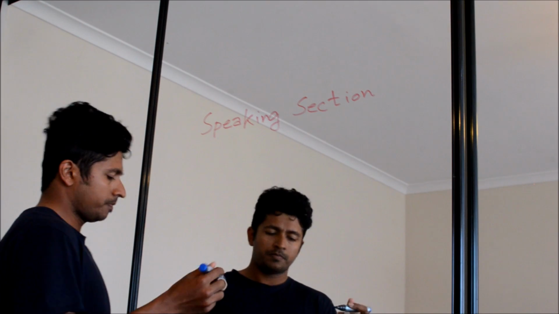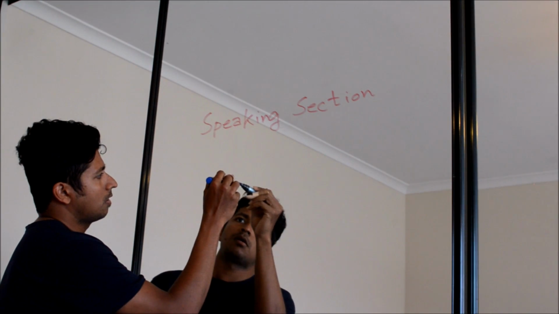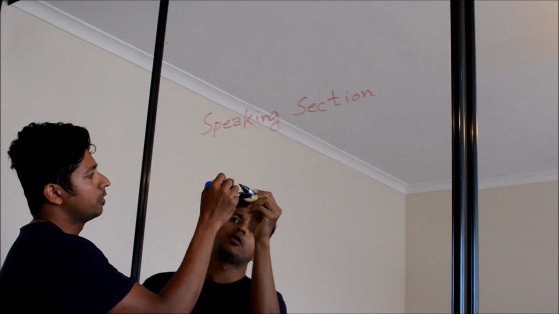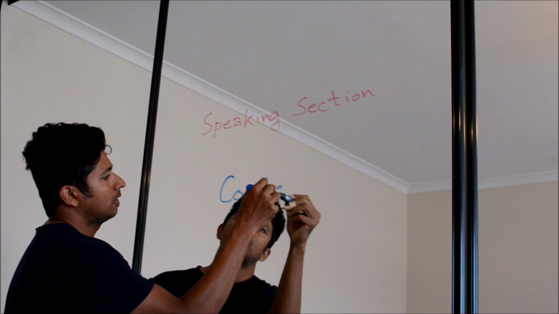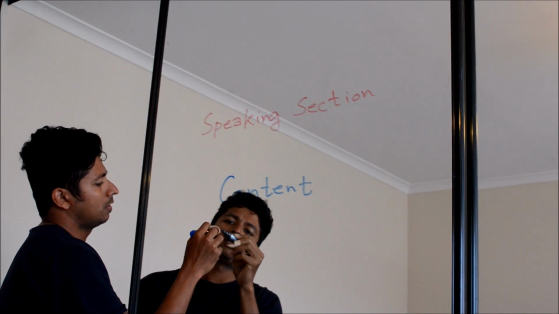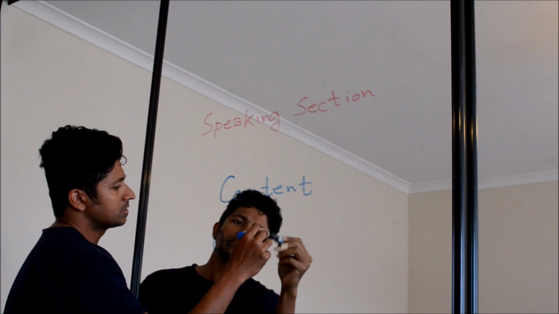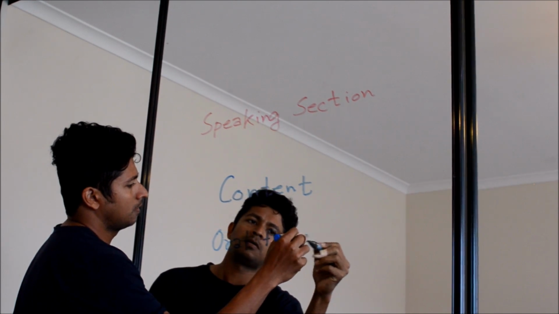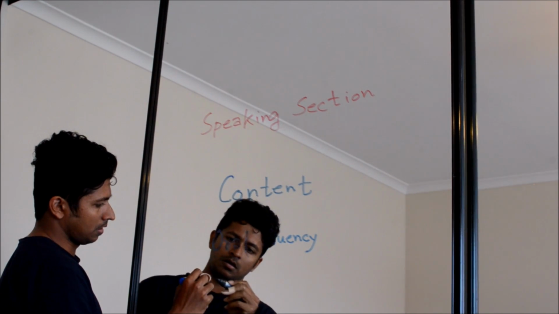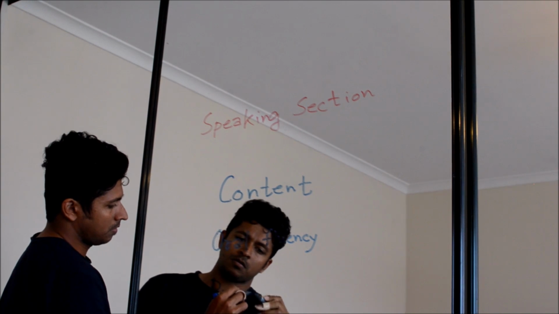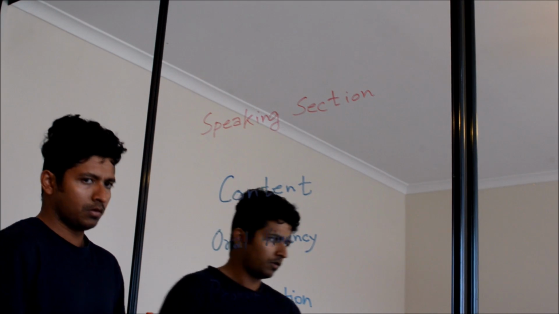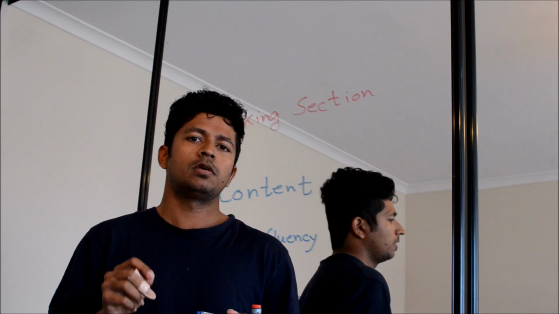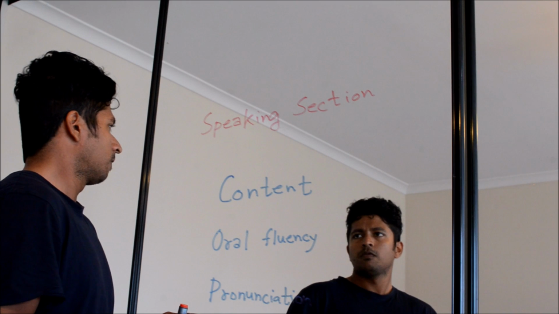So in the speaking section, there are a few parts. They evaluate depending on the content, then fluency, and the pronunciation. So the question is, how do they do it?